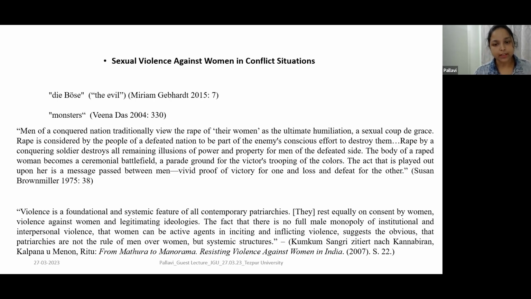So the German historian Miriam Gebhardt is of the opinion that the experience of such situations or spaces are always different for women, and she uses the word die Böse, which you can see here, which means the evil. And another term that she uses is the böse Männer, evil men, for the male perpetrators.